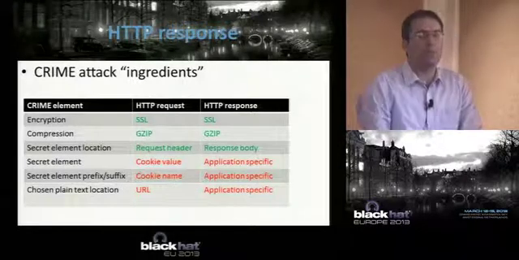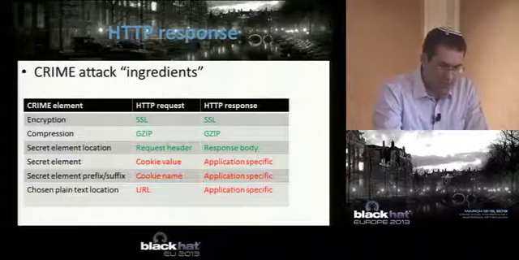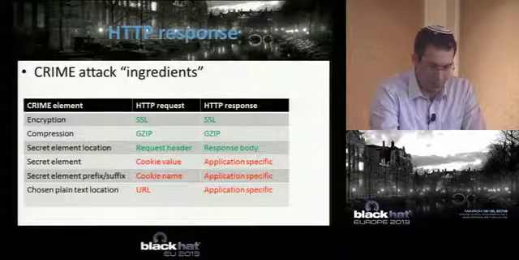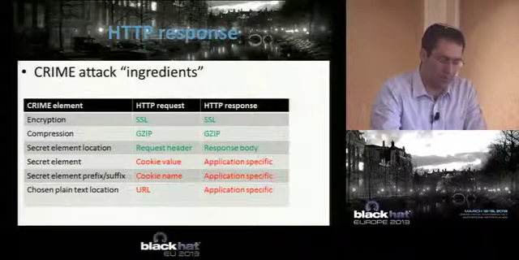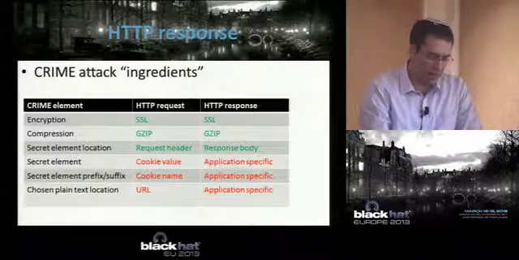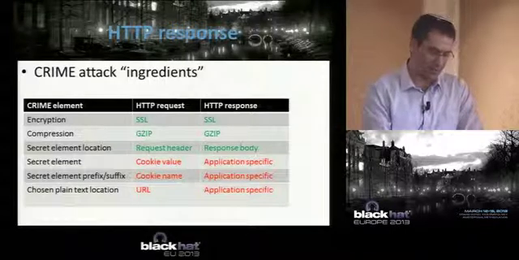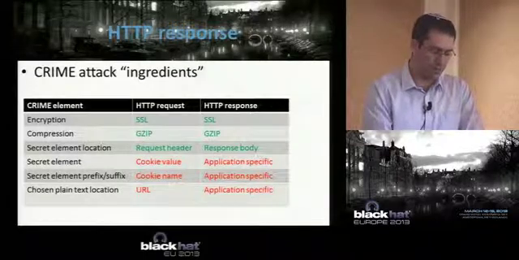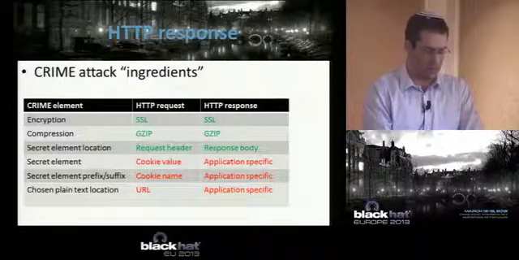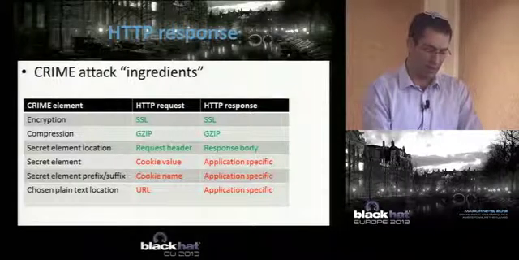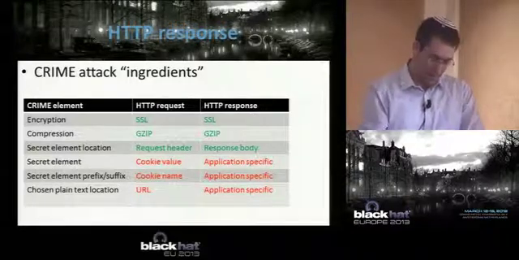Encryption and compression remain the same, SSL and gzip on both request and response, so there is nothing to do there. We're changing the secret element location from the request header and the cookie header to the response body, but then problems show up. When CRIME was applied to the request, the secret element was the cookie value, and we had the prefix of the cookie name. But when we go to the HTTP response, this secret data and its prefix are application specific. Also, what seems to be an even harder problem is the chosen plaintext location. It's very obvious on an HTTP request, where the attacker controls the URL. But what does the attacker control when he tries to find something in the HTTP response? It comes from the server, not from the client. So let's tackle these problems.